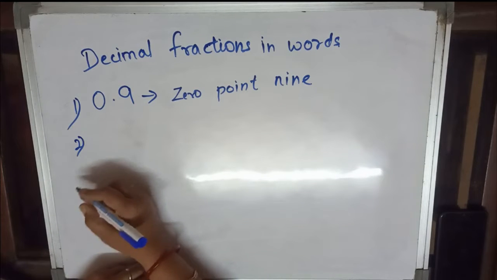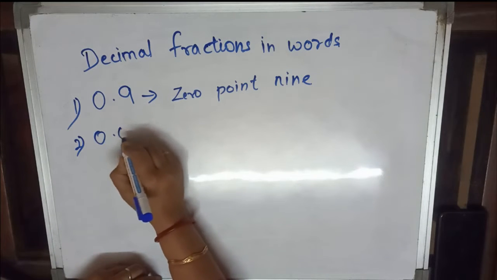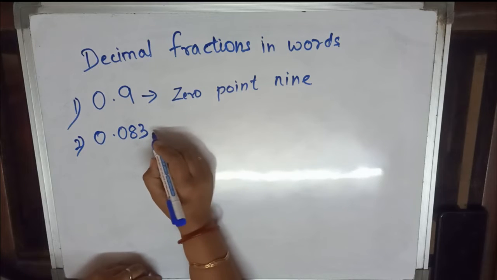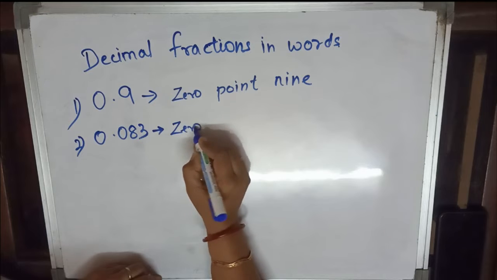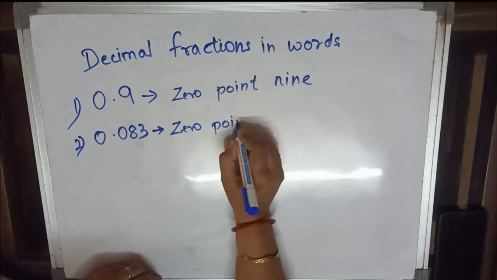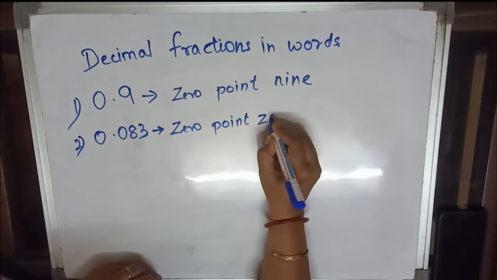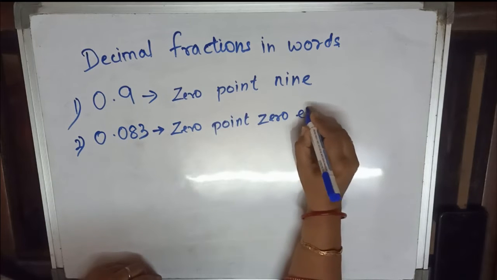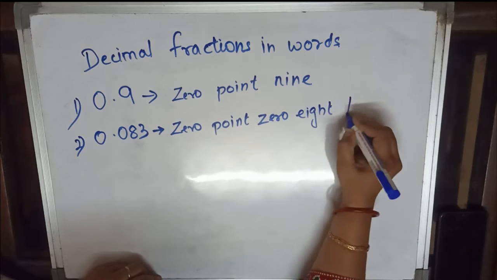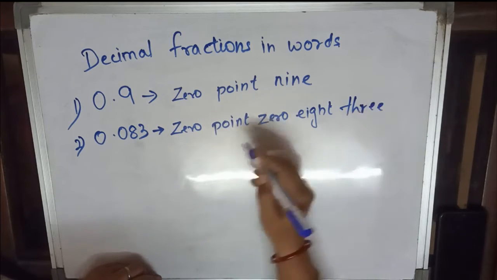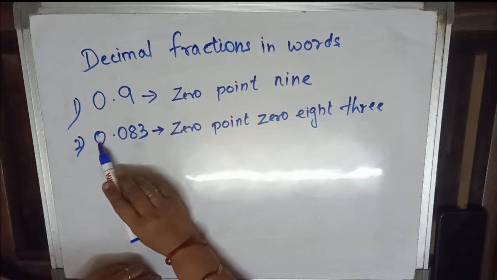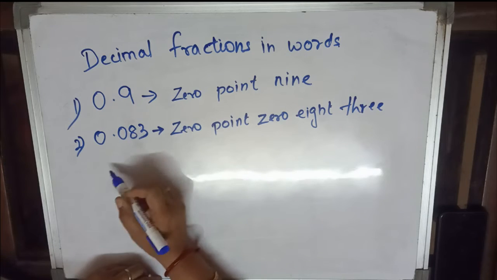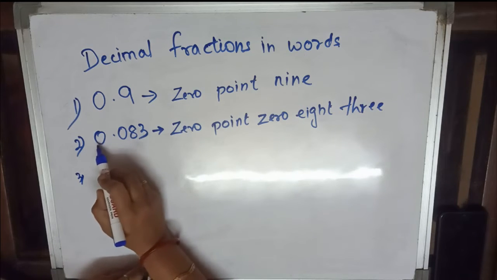Come to the second one. 0.083. So how we are going to read the number? Same. 0.083. So after decimal point, children, you have to read each and every digit. You can't read 0.83. No, 0.083. Now here whole number are 0, that is the reason we are taking.